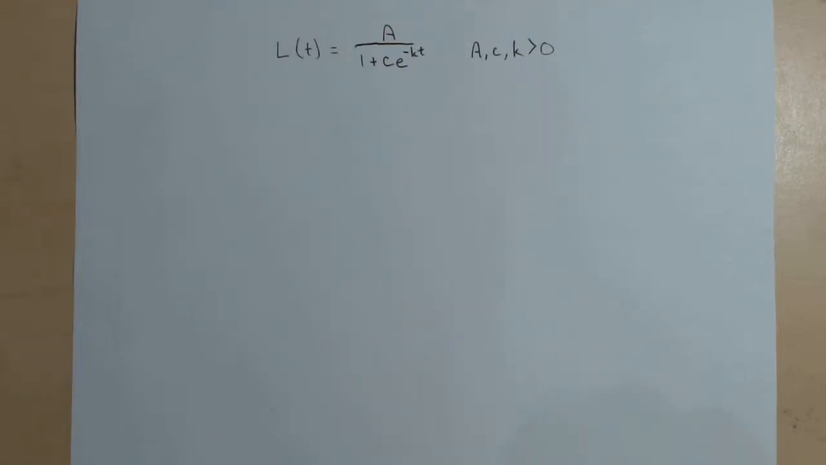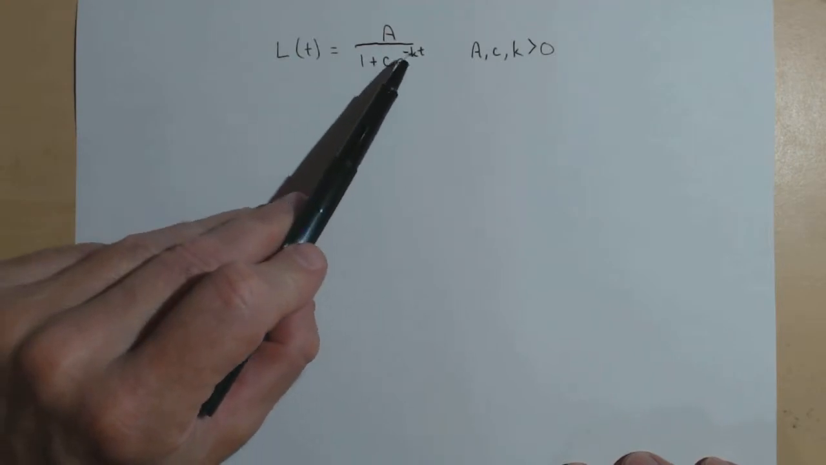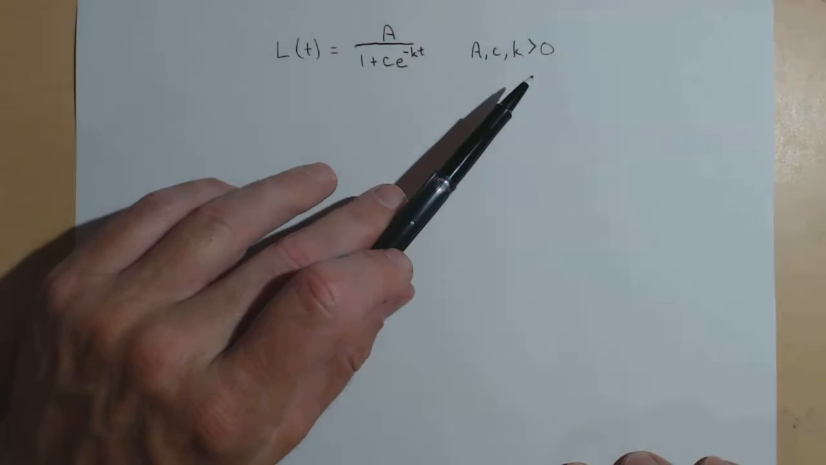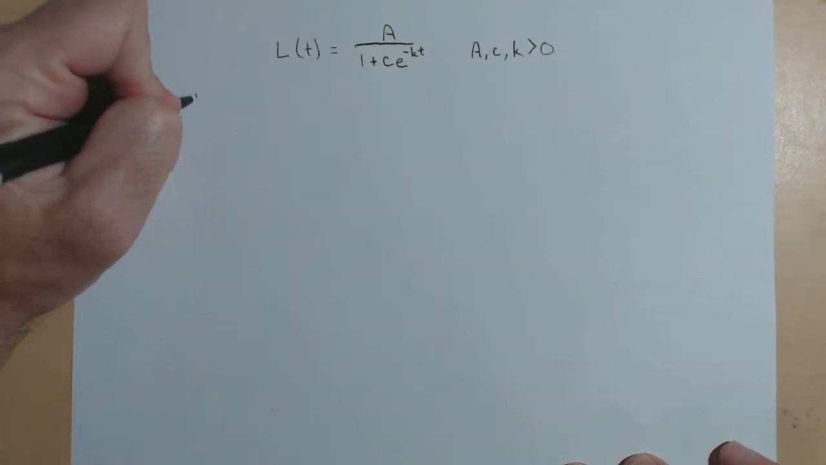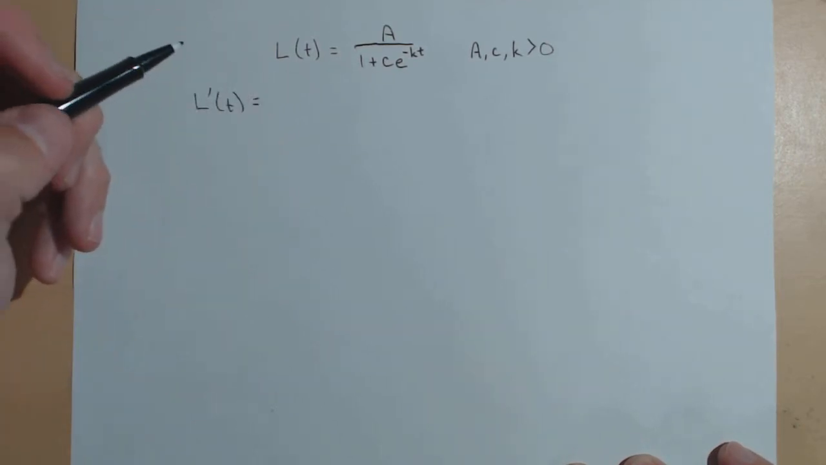In activity 3.6, we're going to do some analysis on a type of function called a logistic function, which has this form. A, C, and K are all parameters that are going to be greater than 0. So the first thing we're going to do is calculate the derivative and see if there's any critical points.